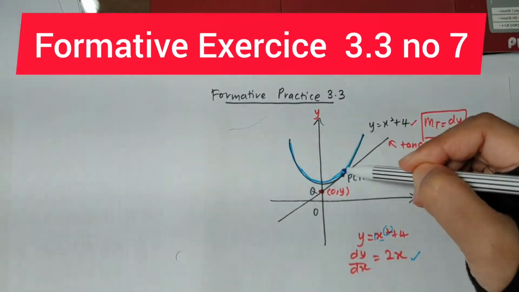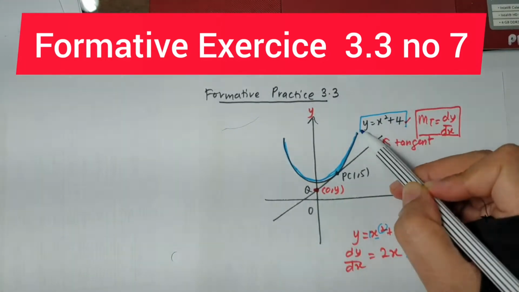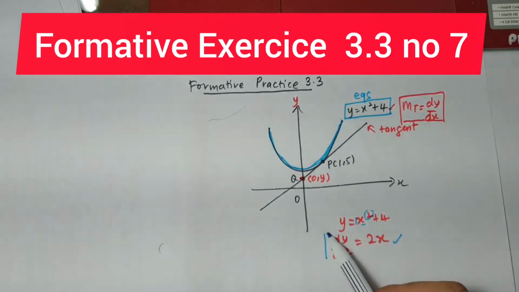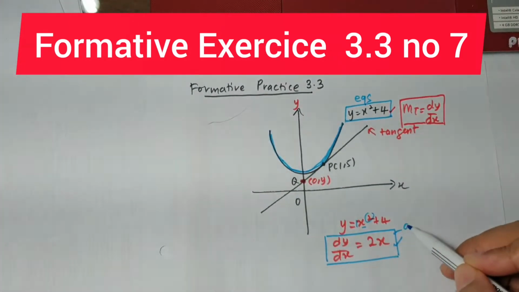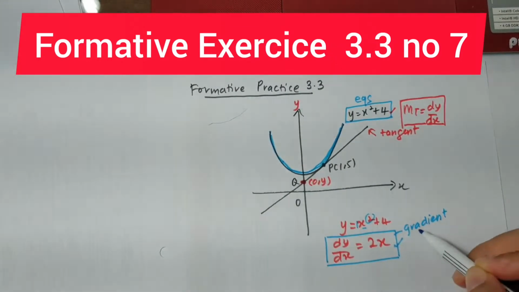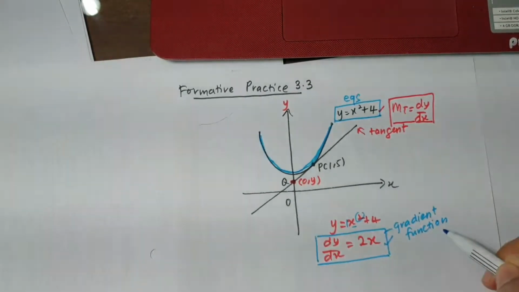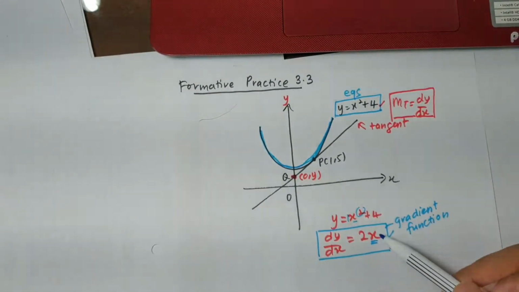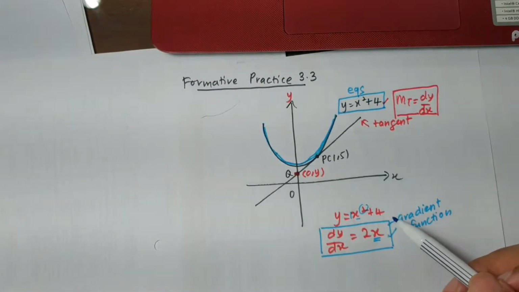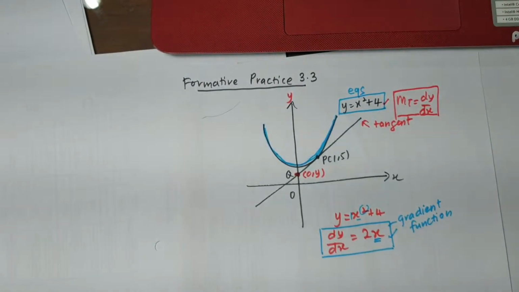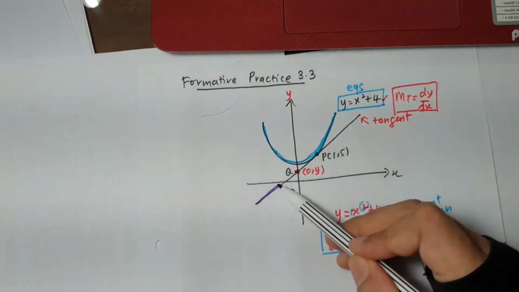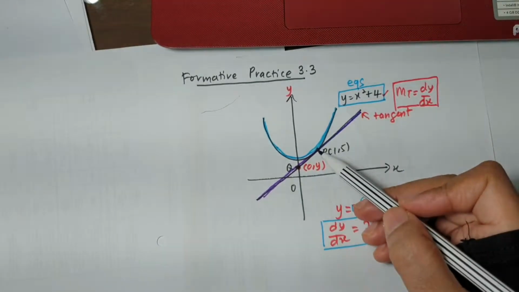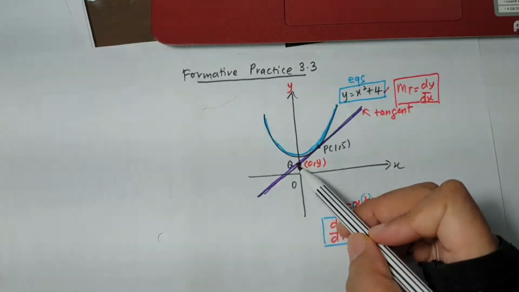Every curve has an equation, so this is the equation of the curve, and every curve has a gradient function. We call it a gradient function because it is in terms of x, so it is general. So how do we find the value of the gradient of the tangent to the curve here? This is a tangent to the curve, so let's find its gradient. Why must you find the gradient of the tangent? Because you want to find the point Q here.